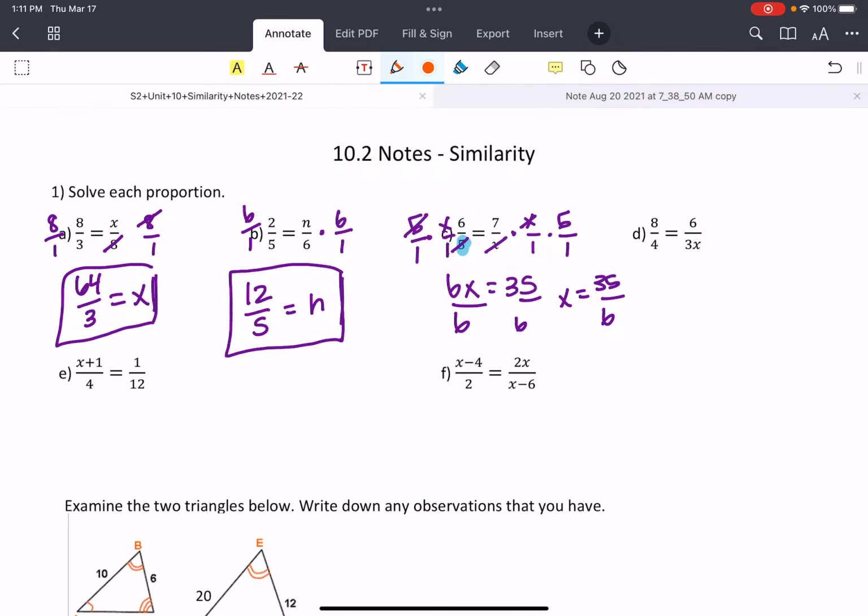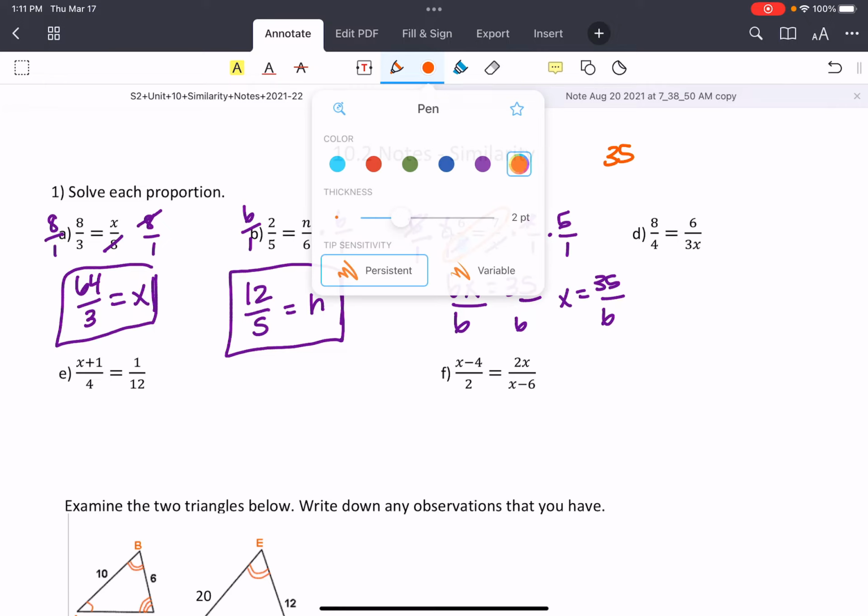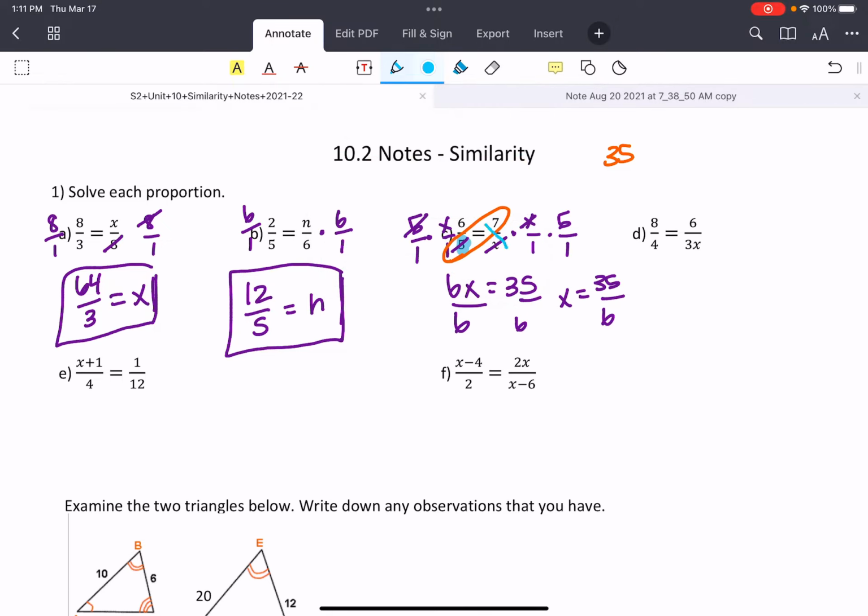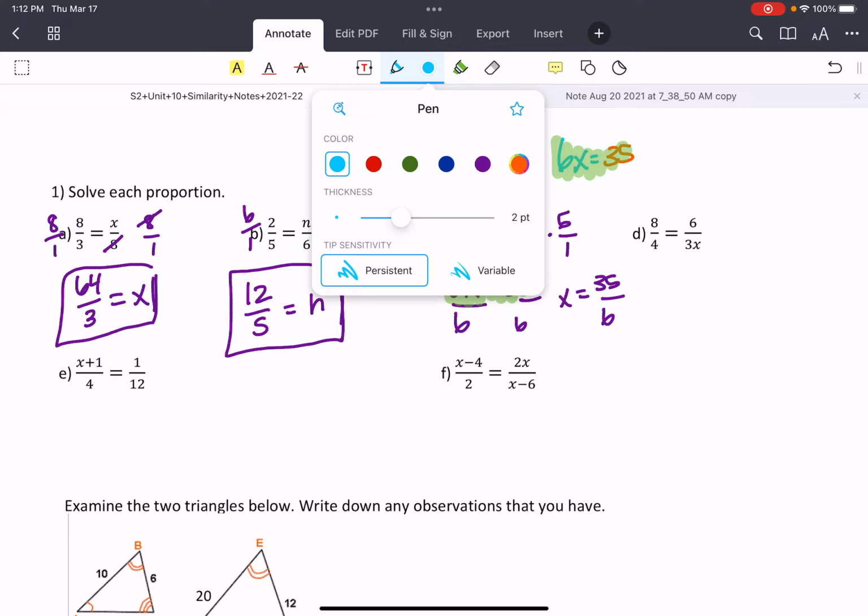That would be the same thing right here. If I do 5 times 7, I end up with 35. And if I do x times 6, I end up with 6x. And as you can see, this expression and this expression are the same. So when I cross multiply, all I'm doing is clearing my fractions. So let's try to cross multiply with the next equation.